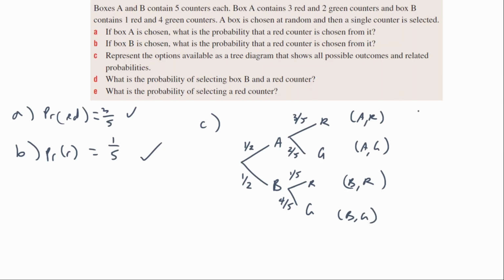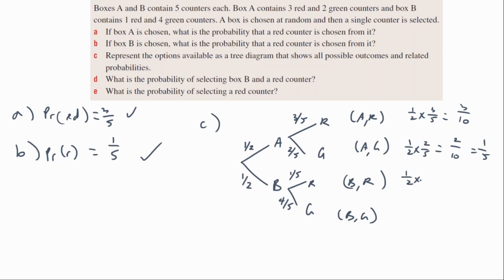And the probabilities on the very right here, that's just going to be half times 3/5. That gives me 3 over 10. This one's going to be half times 2 over 5, which gives me 2 out of 10, which gives me 1 out of 5. Make sure you're simplifying.